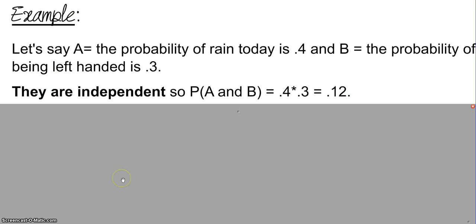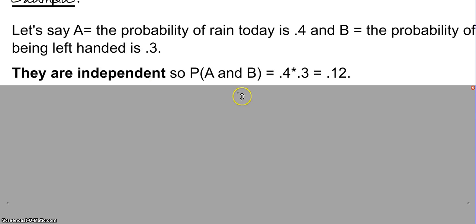All right, so what does that look like in an example? Let's say the probability of it going to rain is 0.4, while the probability of being left-handed is 0.3. These are independent events. Being left-handed does not affect whether it's going to rain today. Whether it rains today will not affect my probability of being left-handed. So we follow the multiplication rule of 0.4 times 0.3 to get 0.12. So that's the multiplication rule for independent events.